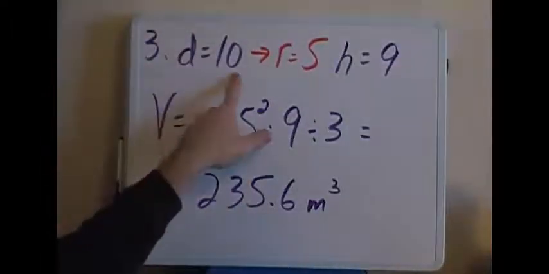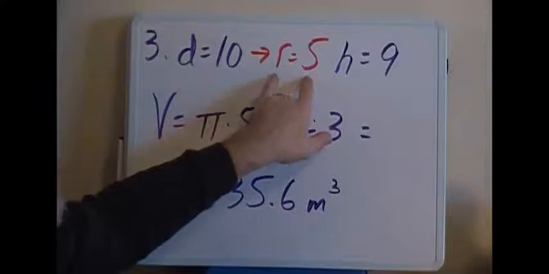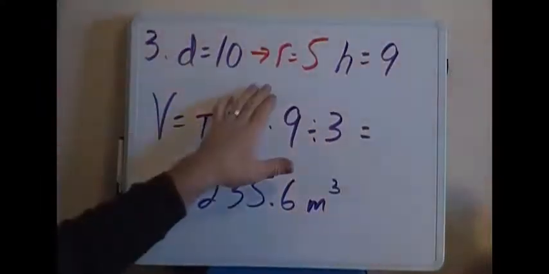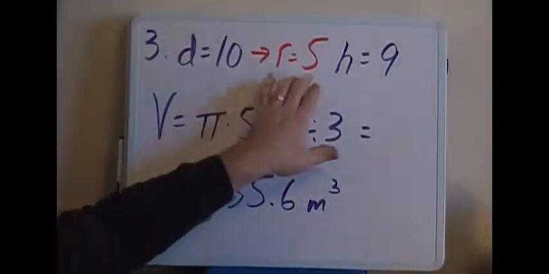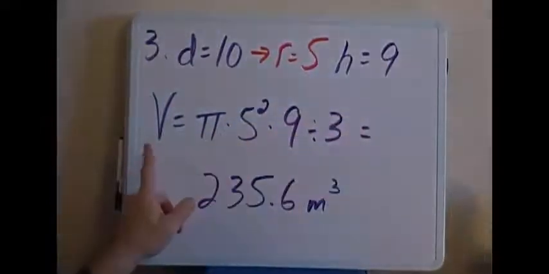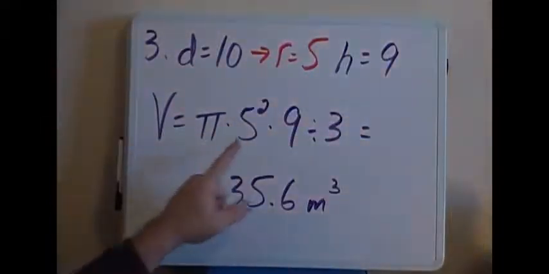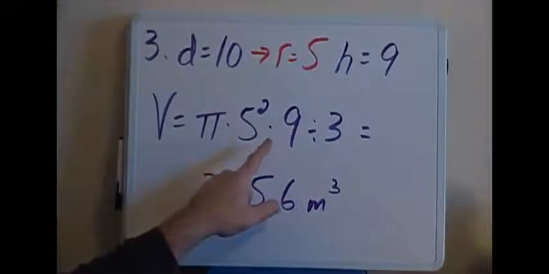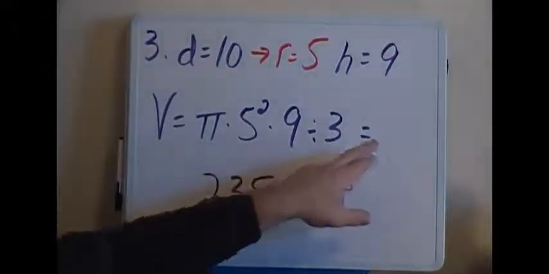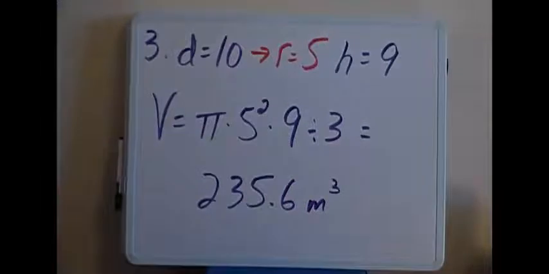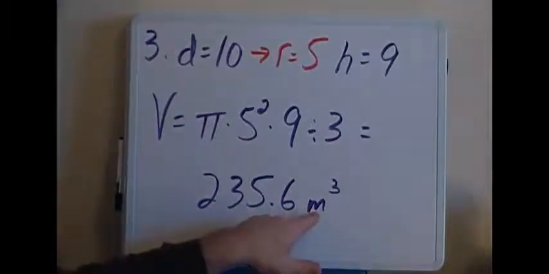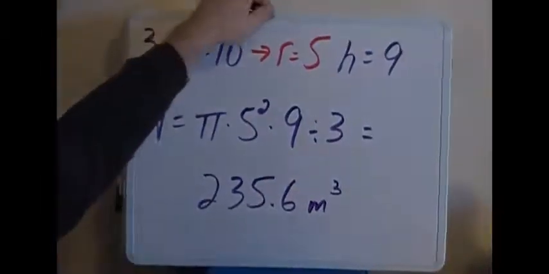In this case, we're given a diameter. That's why I put it in red here, so you recognize that we need to switch it to a radius of 5 and a height of 9. So we have volume is pi times the radius 5 squared times the height 9 divided by 3 because it's a cone. And we get 235.6 cubic meters in this case.